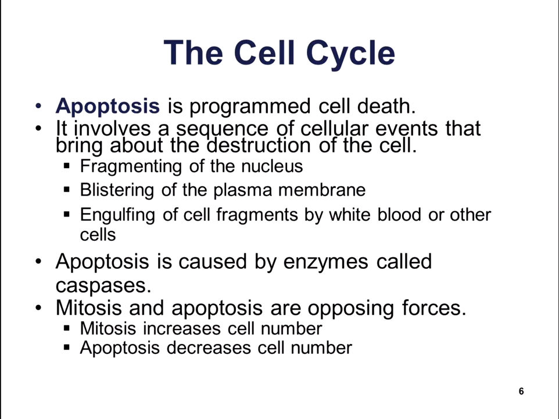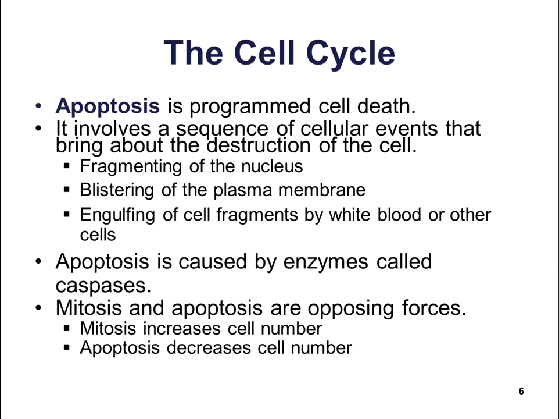Apoptosis is programmed cell death. And this involves a sequence of cellular events that bring about the destruction of the cell. And you want this to happen. You want your body to be kind of eating up or destroying the bad things that they might have in their cells. So this is a good thing. And apoptosis can be triggered by different enzymes, and some of these are called caspases. And these literally come in and start to destroy things that your cell doesn't need.